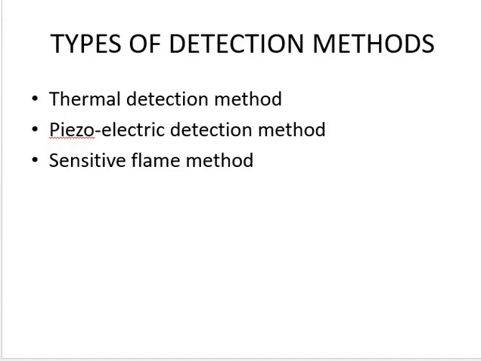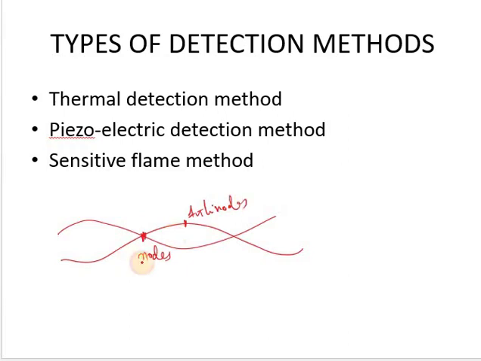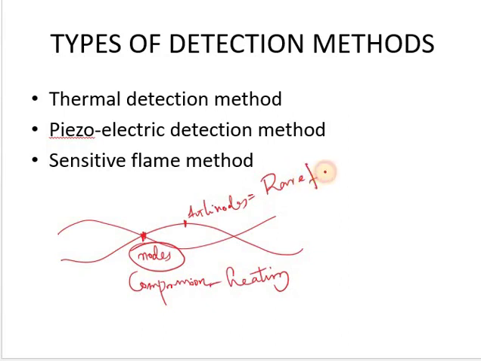At the position of the nodes there will be some value of temperature, and at the position of the antinodes there will be some other value of temperature. For example, suppose this is the nodes, and this is the antinodes. Wherever there are nodes, there will be compression, and it will produce heating. In the place of antinodes, there will be rarefactions, and it will produce cooling.